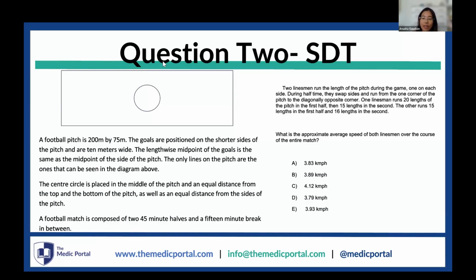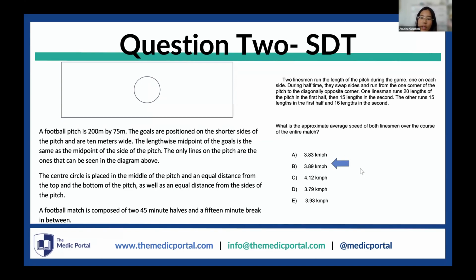Okay, so hopefully you've had a chance at having a go at this question, but we'll go through this one now. We're given this very basic diagram of a football pitch, and we know that it's 200 meters by 75, and so on. Then we've got a central circle. What we're asked is, what's the approximate average speed of both linesmen over the course of the entire match? This is quite a lot of information to come across, and a key thing is trying to utilize verbal reasoning techniques. So trying to figure out the key aspect of the question, what the question is actually asking us about, and then trying to figure out what's the relevant information being provided. So we've got our answer.